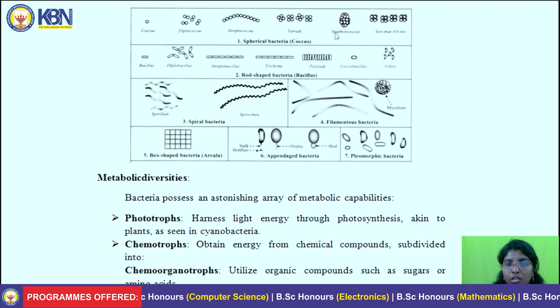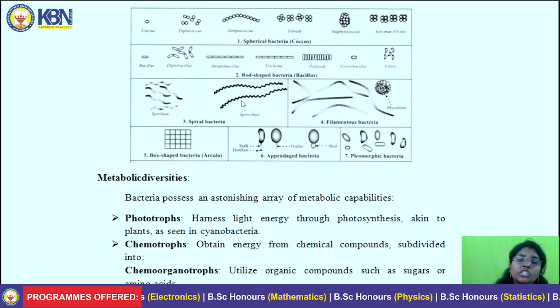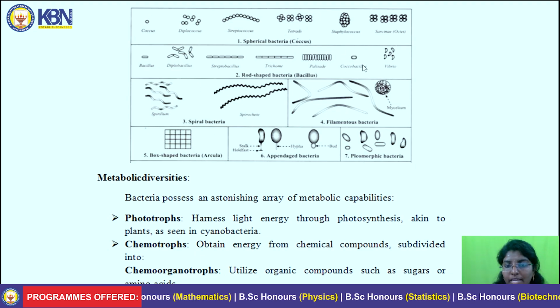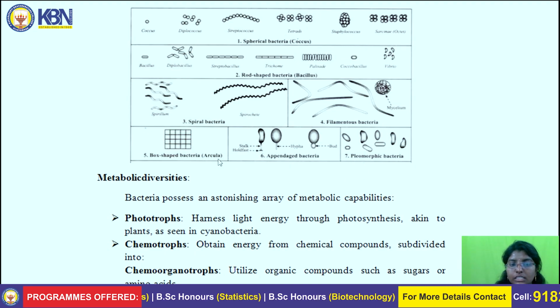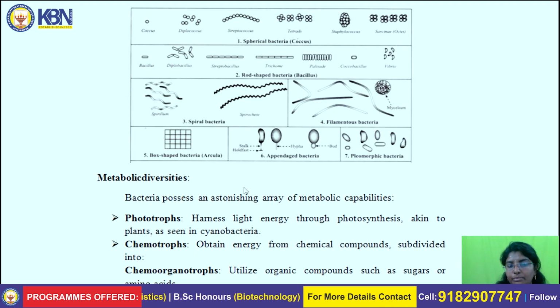These are all the cocci, and these are the rod shaped bacteria. These are the spiral shaped bacteria, and these are the filamentous bacteria. These are the pleomorphic, these are the appendaged bacteria, and these are the box shaped bacteria.